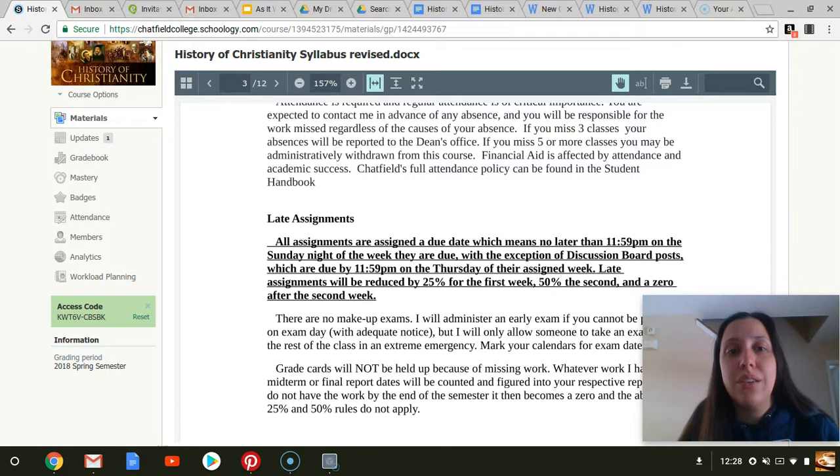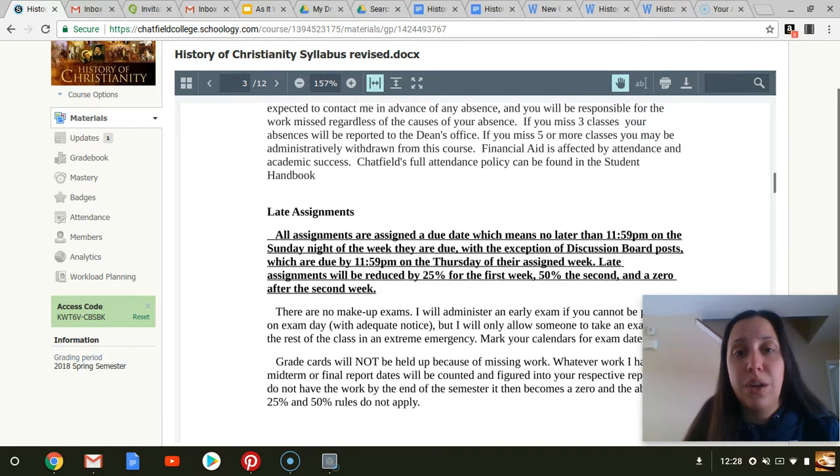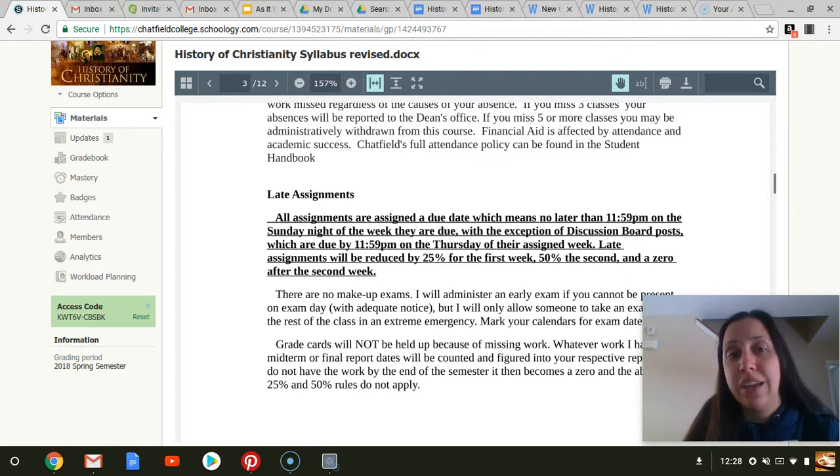Late assignments. So all assignments are assigned a due date, which means no later than 11:59 p.m. on the Sunday night of the week they are due, with the exception of the discussion board posts, again, 11:59 p.m. on Thursday for your initial post. Late assignments will be reduced by 25% for the first week, 50% for the second, and then after that, it will be a 0. I will also be locking each module or each unit, so each 2-part module, at the end of the unit. So if you are late on any of that work, you'll need to contact me to unlock it for you to complete it for the partial grade.